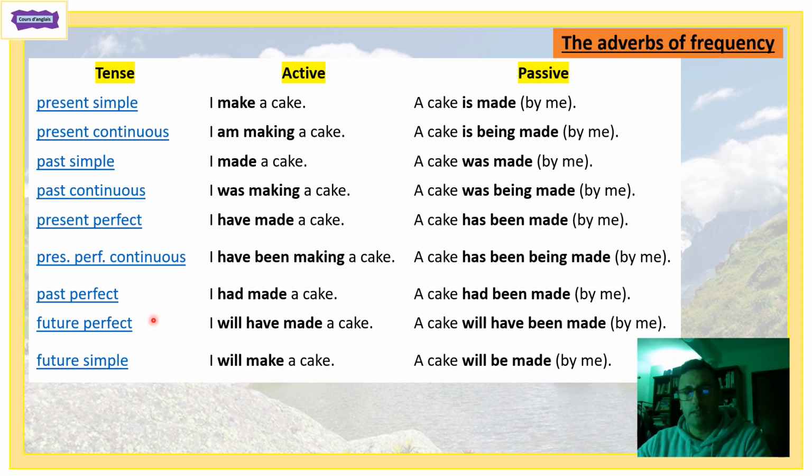Past perfect. I had made a cake. A cake had been made by me. Future perfect. I will have made a cake. A cake will have been made by me.